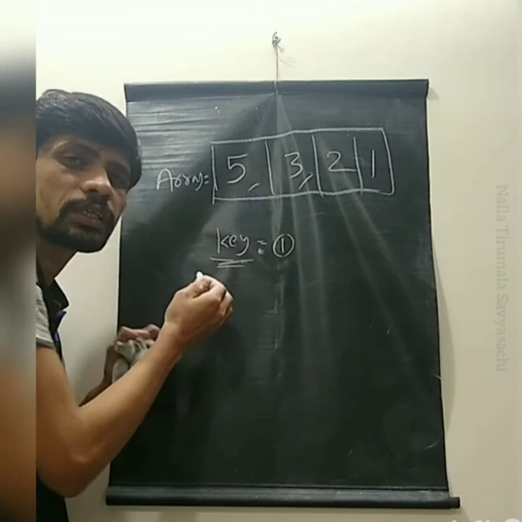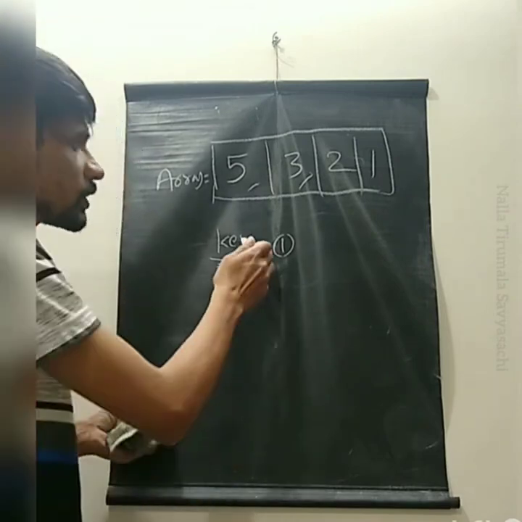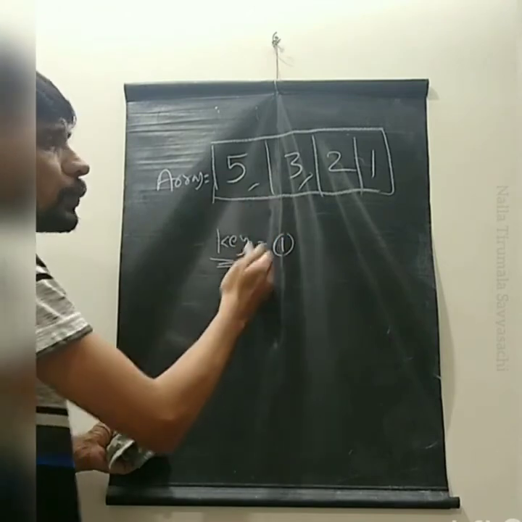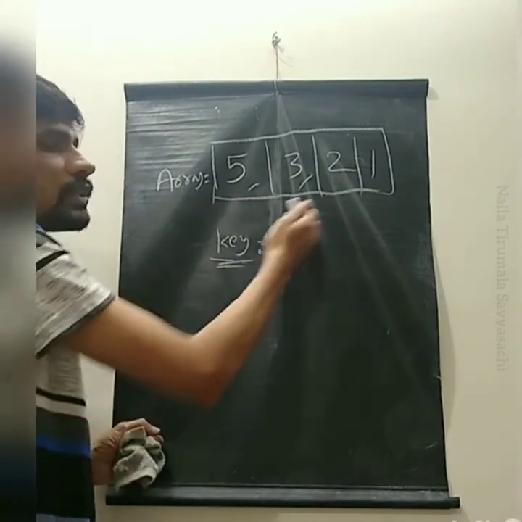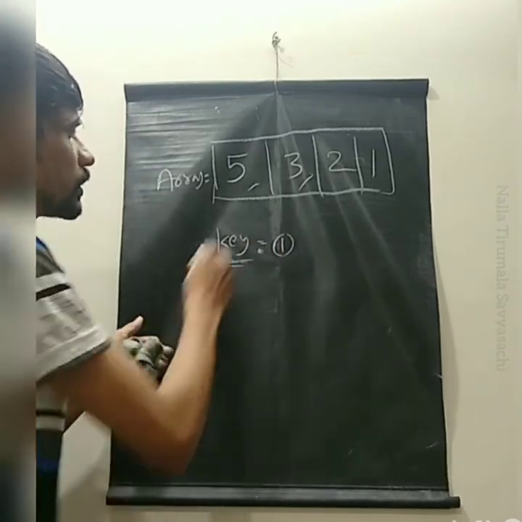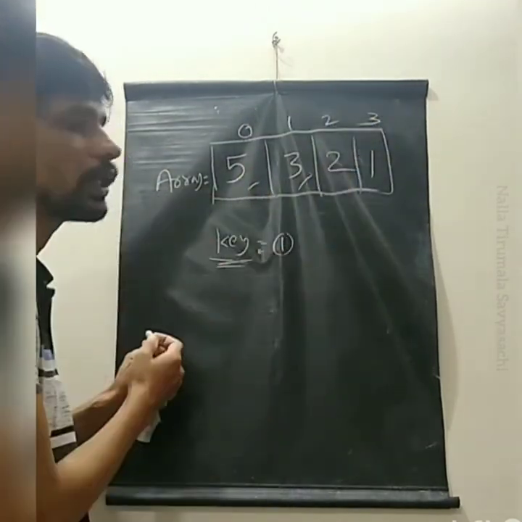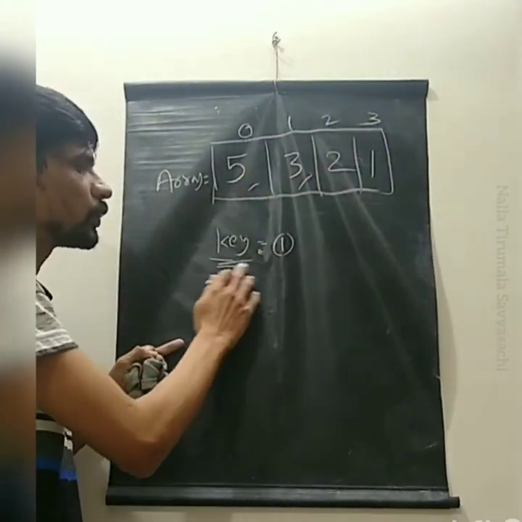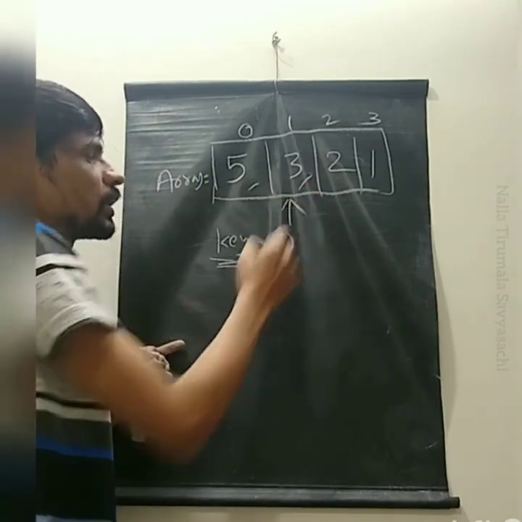This key is almost like an index. So based on some index, we will traverse the array and arrange the elements in sorting order. In this case, my indices are 0, 1, 2, 3. First, we will take the index 1. So this is my key now.